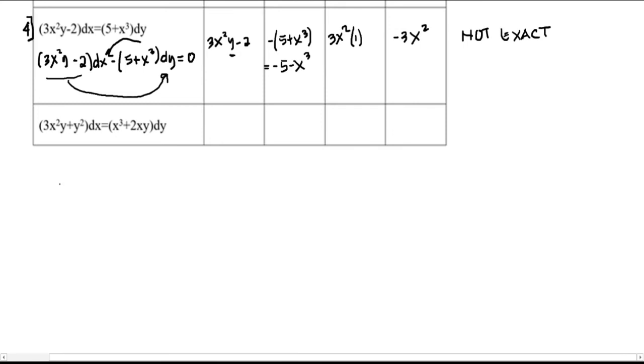And take note, the two differ only by the sign negative. If you just forget to write or to reflect the negative in our value for n, this partial derivative of n with respect to x, you will have a positive value. So you will also get mistake to conclude that this is exact, although it is not.